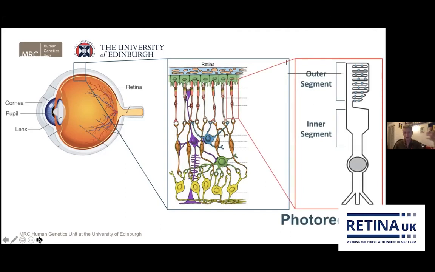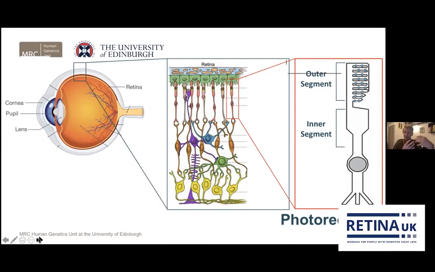And as I mentioned, right at the back, we have the light sensing photoreceptor, which in my opinion is the most important cell in the body. And you have about 120 million of these in each eye. Now, the photoreceptor has evolved to be made up of an inner segment and an outer segment. This outer segment is really just a modified cilium. Now, cilia are the antennae of cells which detect signals. They're the signaling organelle of every cell.